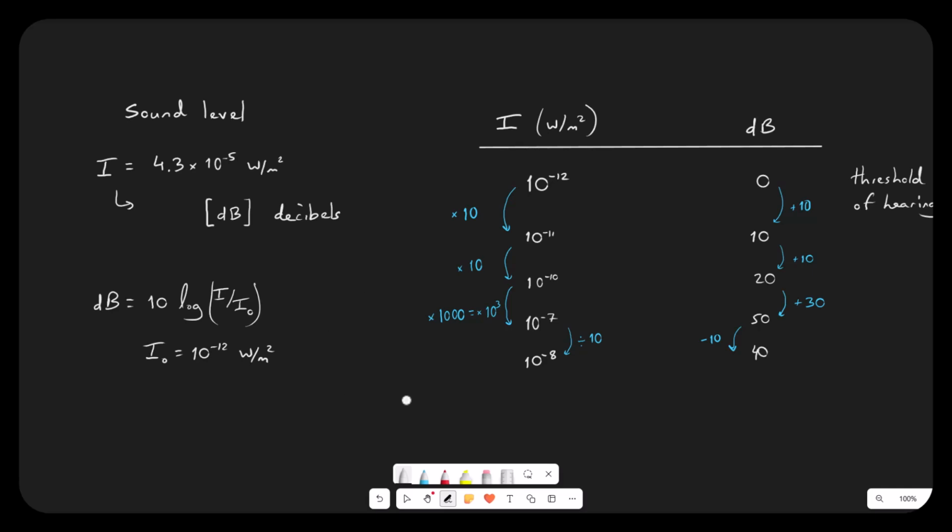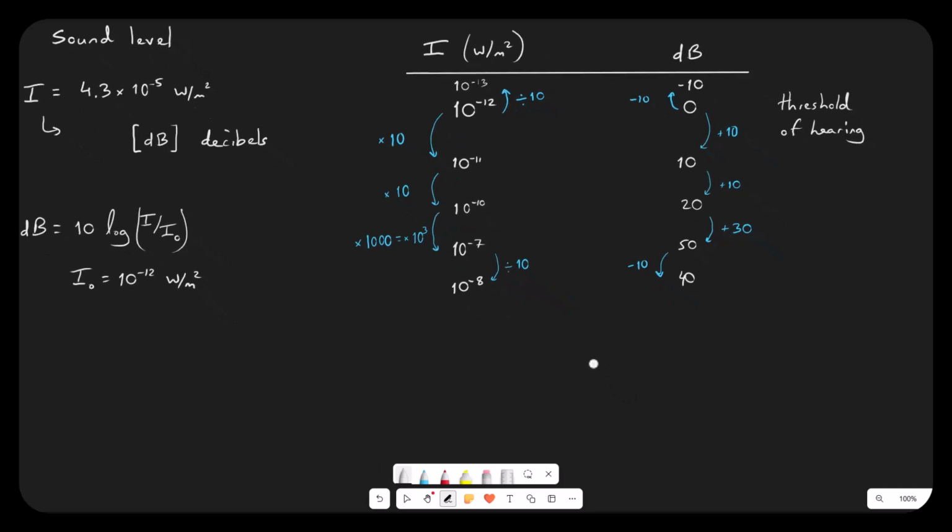I do want to point one thing out. This is 10 to the negative 12th. What if I go 10 to the negative 13th? So I had this, I'm dividing by 10. My rule says here I must be subtracting 10, and that's exactly what happens. This is negative 10 decibels. The decibel scale can go negative.